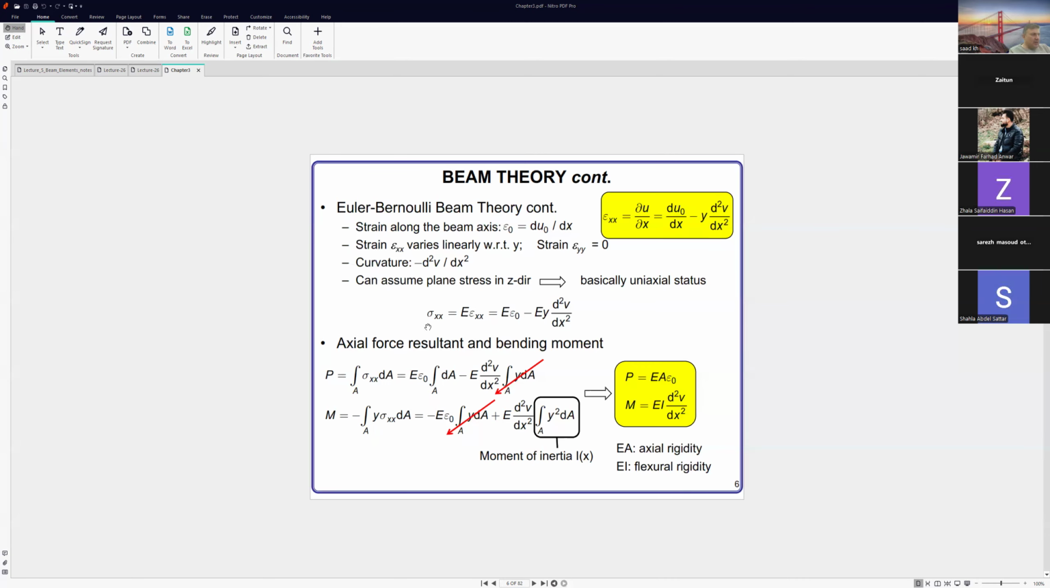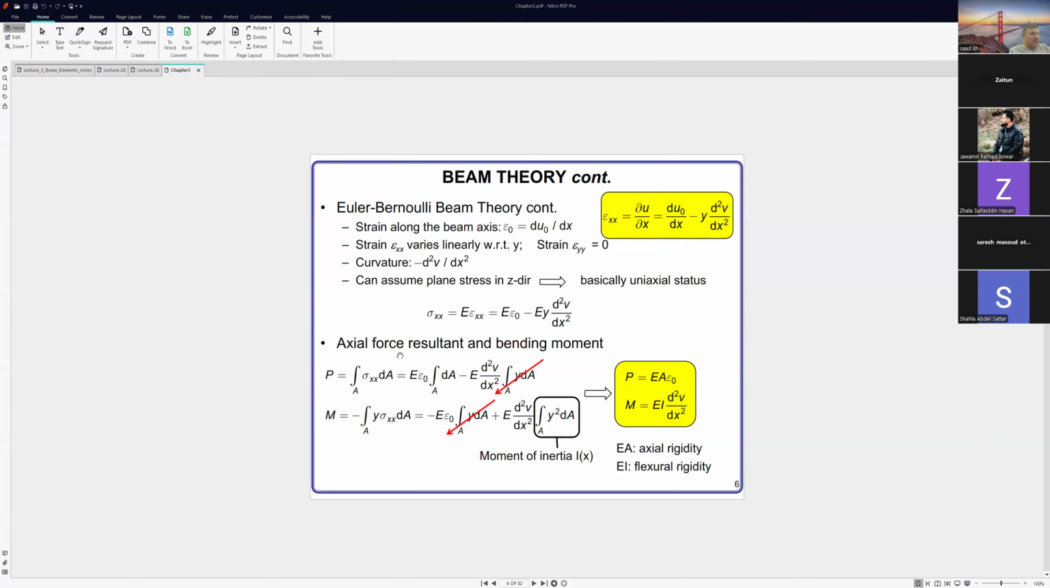So here we have sigma xx. What is the relation between the stress and strain? It is the modulus of elasticity, which is very important: E equals sigma x over epsilon. So sigma equals E epsilon xx. This means E times epsilon naught, the du naught over dx, minus E y d squared v over dx squared.